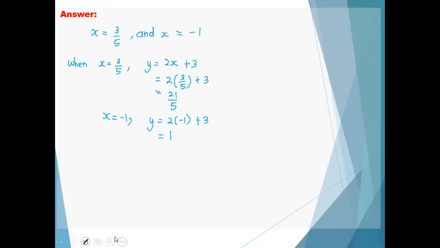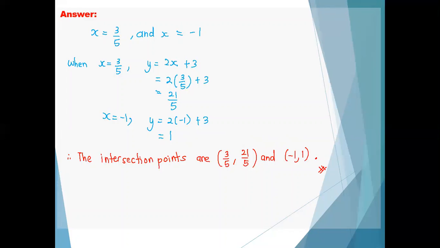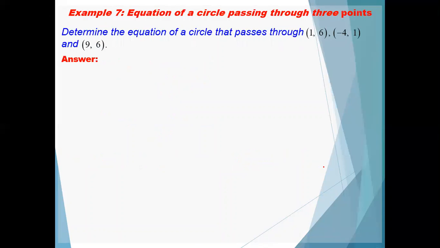So therefore, again, therefore what? Therefore, the intersection points are (3/5, 21/5) and (-1, 1). Okay, that is the answer for example 6. Okay, all right. So we move to example 7.